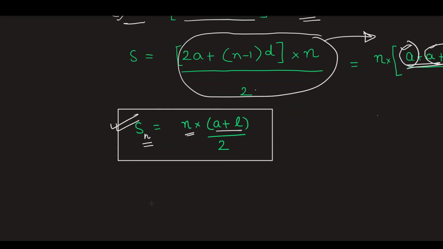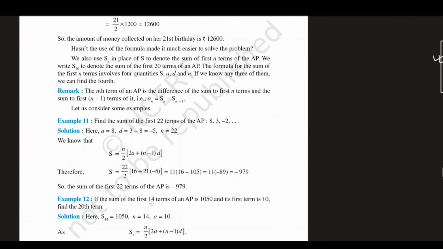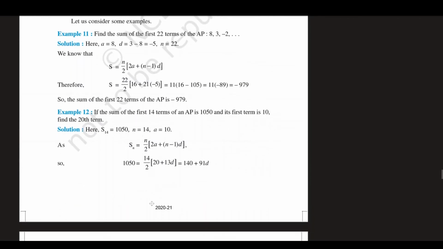Okay, so now we will be doing some examples of NCERT only. So let's start. Example number 11: the sum of the first 22 terms of this AP. So first write A, that is 8, D, that is 3 minus 8, minus 5, and n is 22. So just apply this formula. S is n, we know that, A we know, this n we know, and D we know. Just put in the values and you will get minus 979.